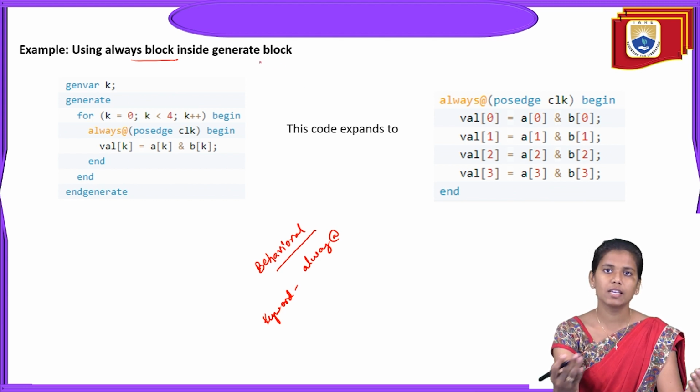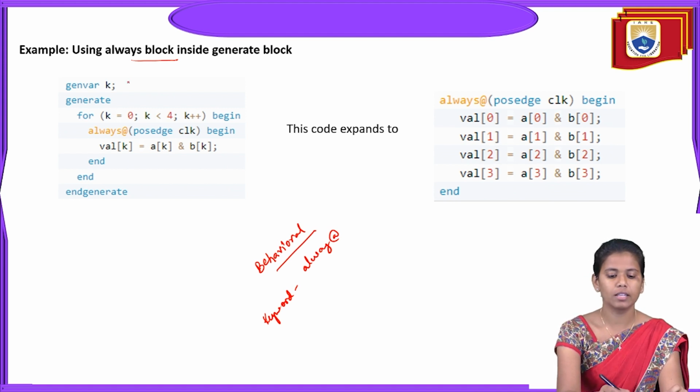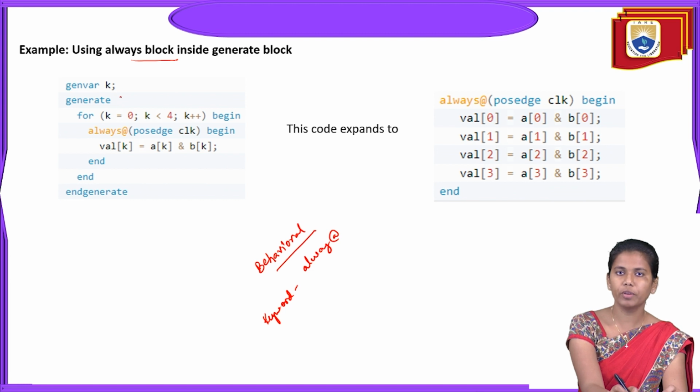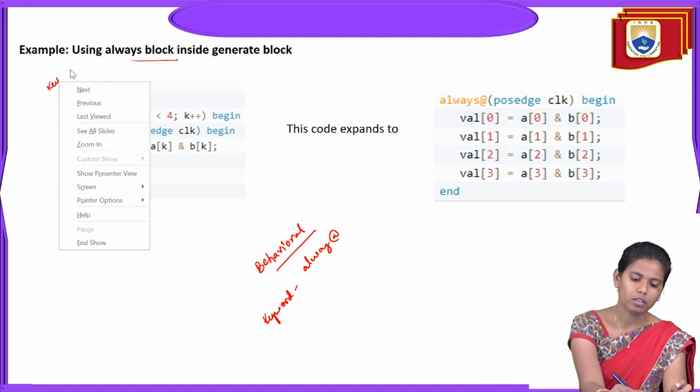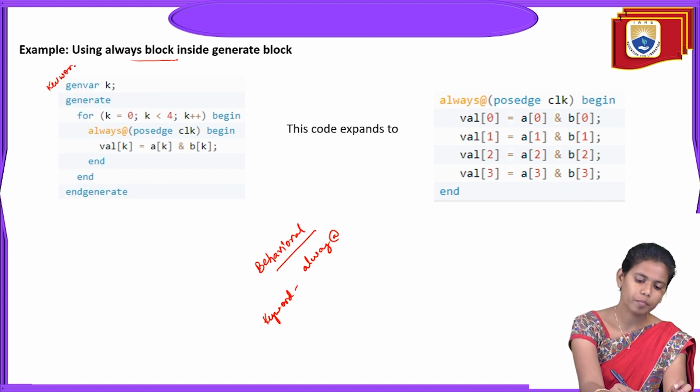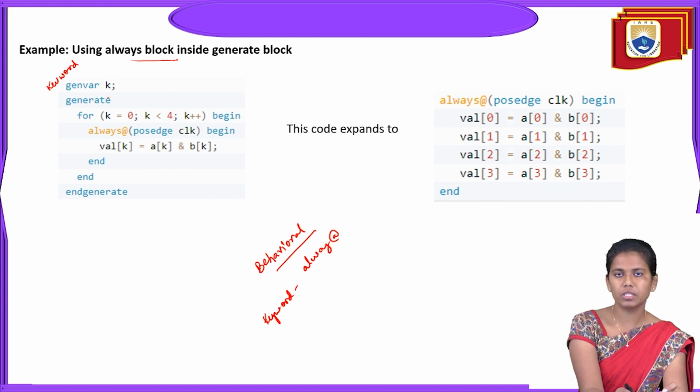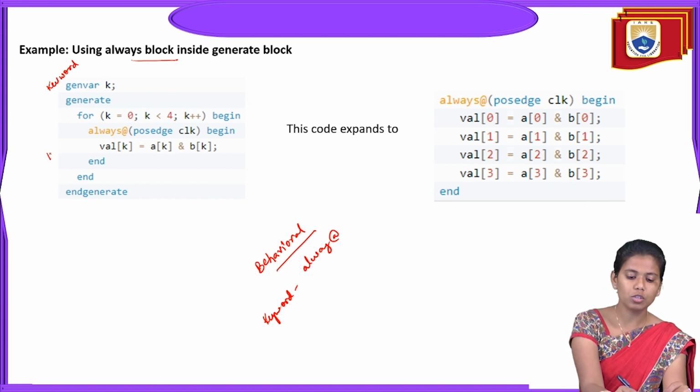So inside the generate block, how are we going to implement this always block? This is nothing but: genvar k. We know that genvar is a keyword, right? Generate for k equals 0, k less than 4, k plus plus, then begin. Then this is also a keyword, pertaining to behavioral modeling.